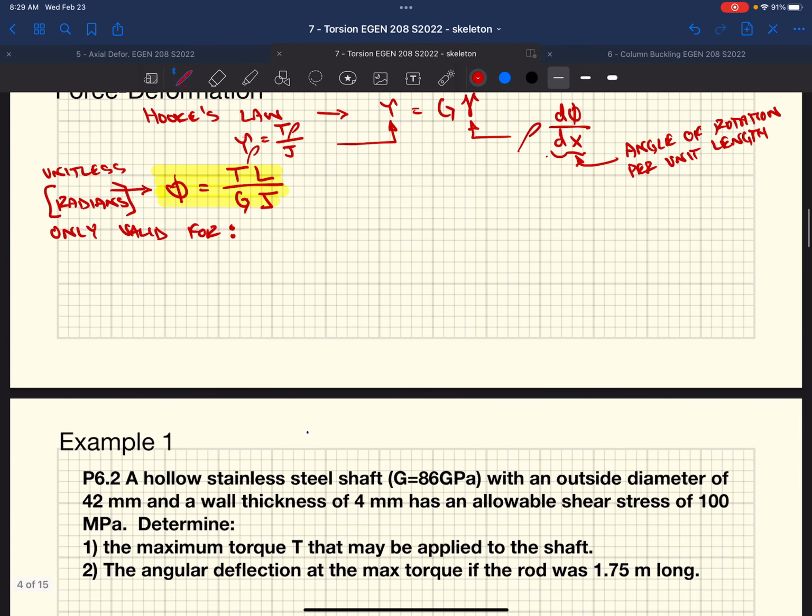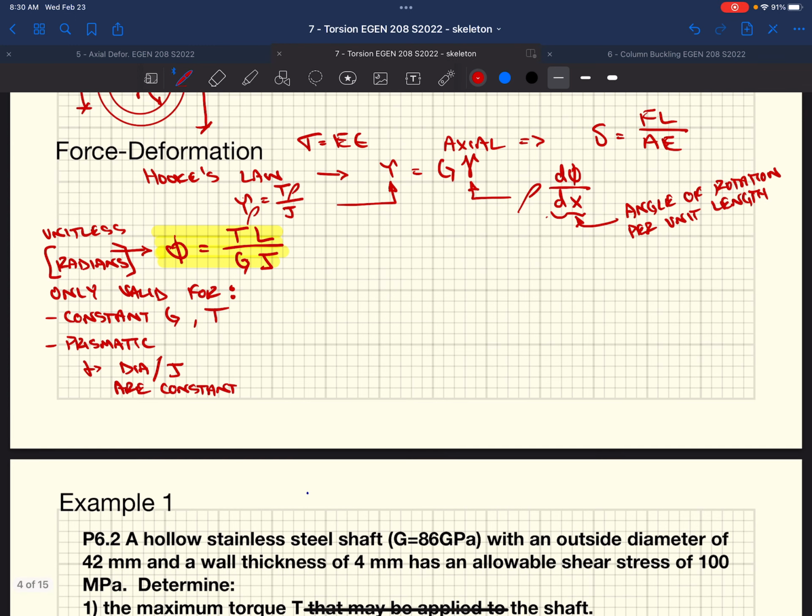So it's only valid, as I mentioned, for constant G and T, constant shear modulus, constant torque. Our shafts have to be prismatic, so the diameter and/or our polar moment of inertia are constant over the length. They give us some other equations.